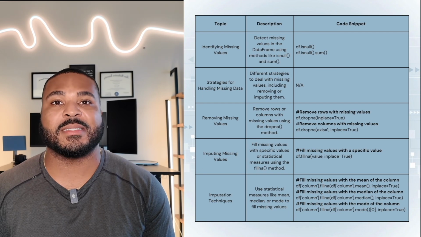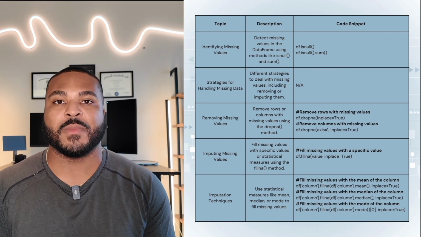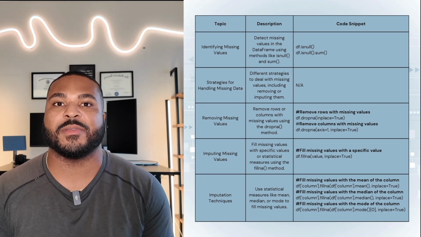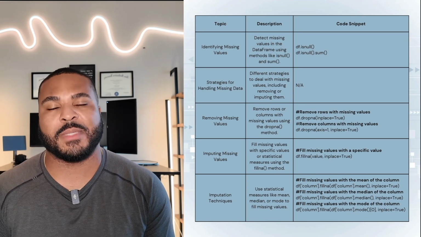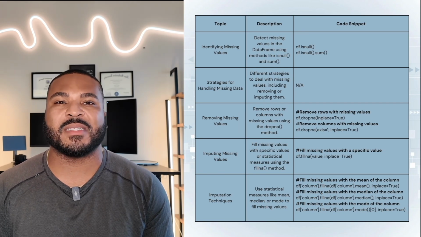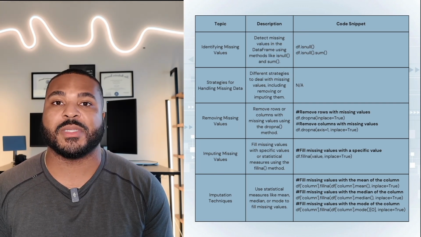The second option is imputing missing values. So this approach involves filling in the missing values with substituted values, most often the mean, median, or mode of the column. This preserves the data but requires careful consideration to avoid introducing bias.